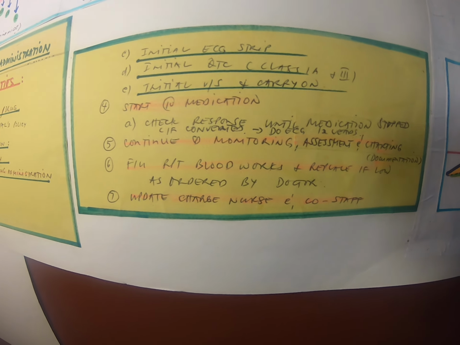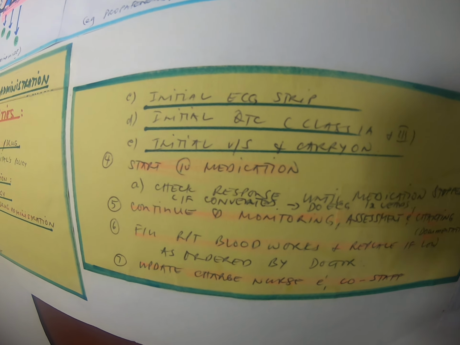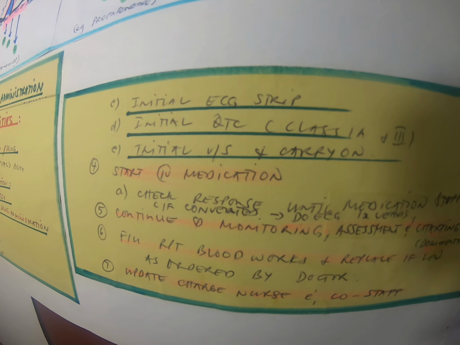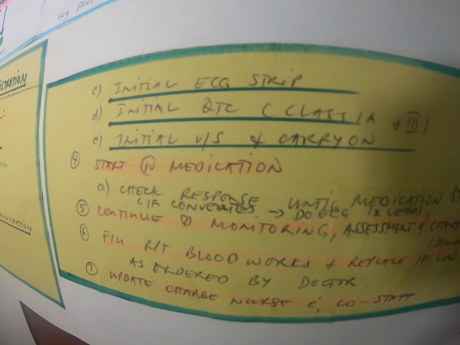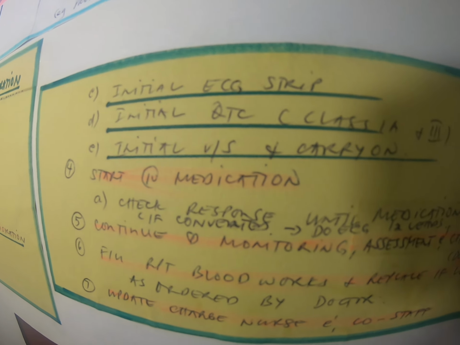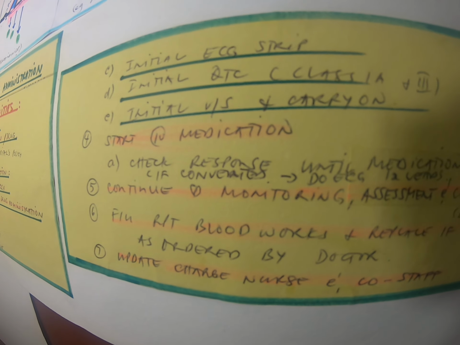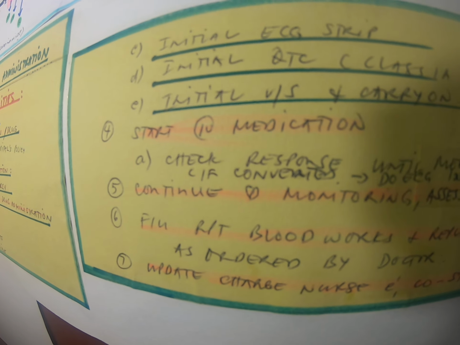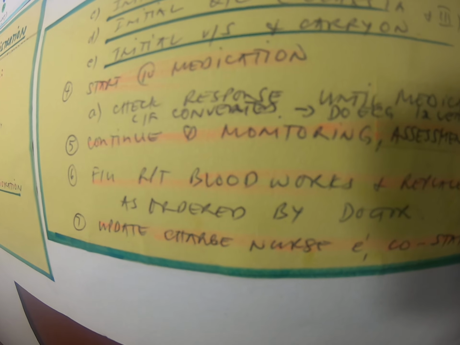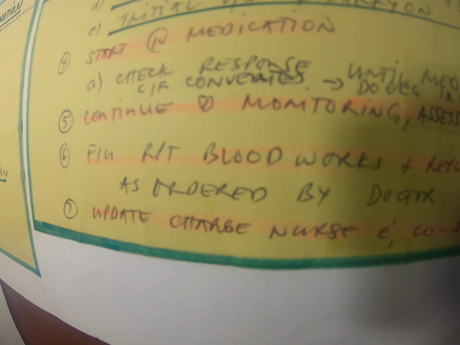Once it's started, check the patient's responses to the medication. Do not leave the patient because this is a wide complex tachycardia. You'll never know if this will end up to a true ventricular tachycardia, so get ready. Continue your monitoring, assessment, charting, and again, there are repeat blood works. Be sure that your supplement of potassium or magnesium are enough, and repeat blood works, and also check the other abnormalities and update your doctor, and you have a meeting with your charge nurse and co-staff nurses.